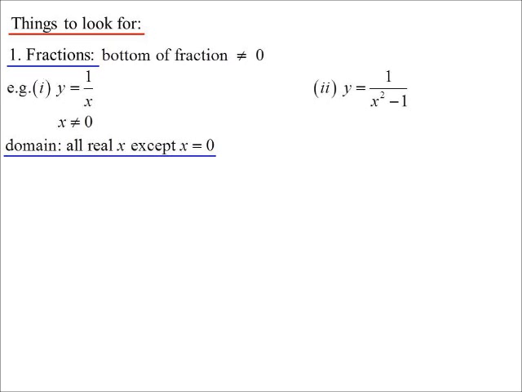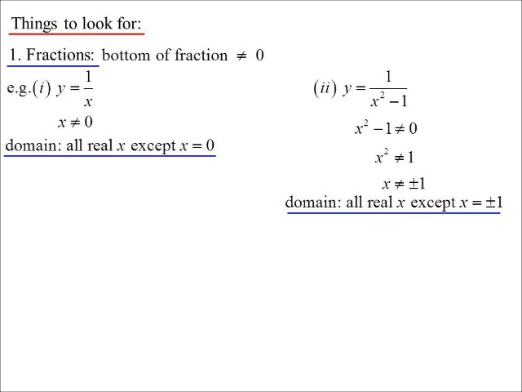Again, fraction. Oh, bottom of the fraction can't equal 0, so x squared minus 1 can't equal 0. In this case, I get 2 points. x can't equal plus or minus 1. So I would say, oh, well, it's all real x. I can put everything in except x can't equal plus or minus 1.